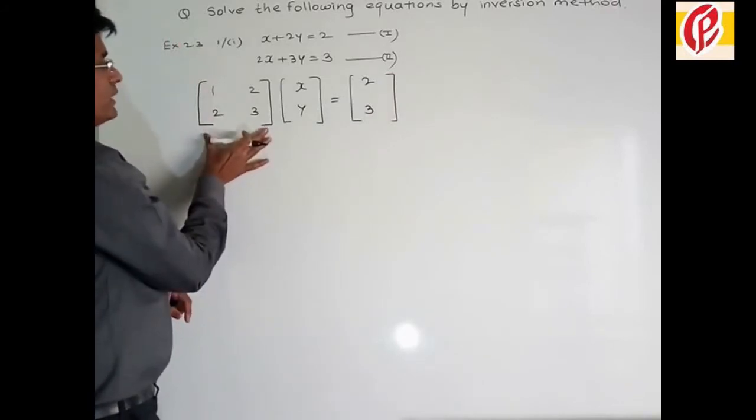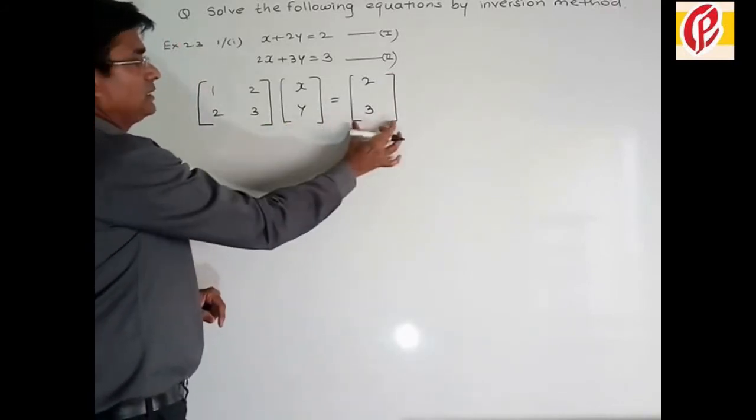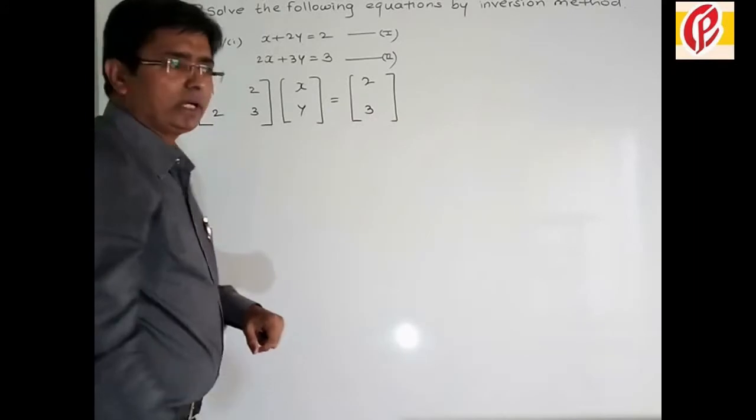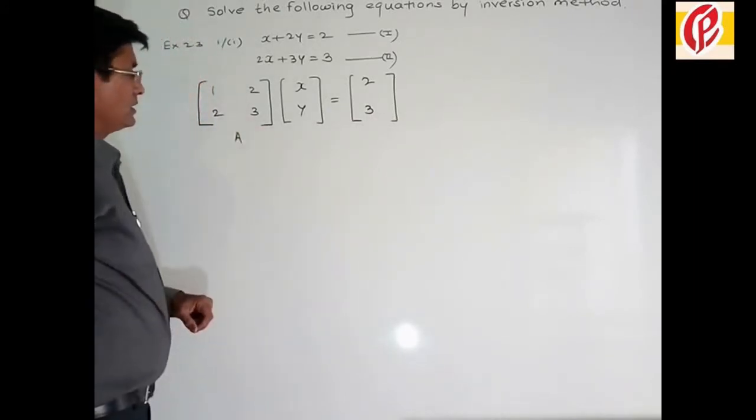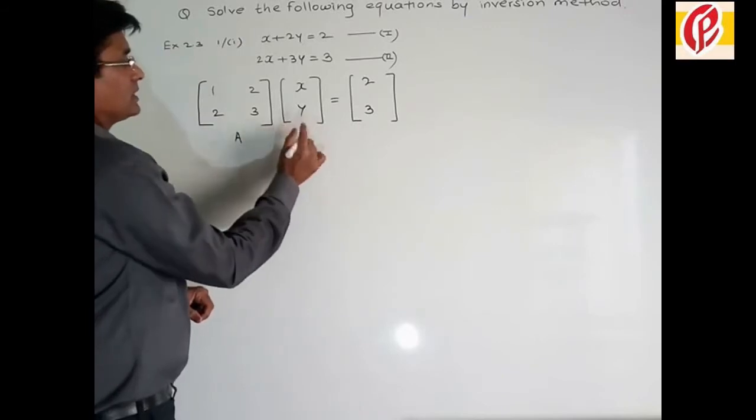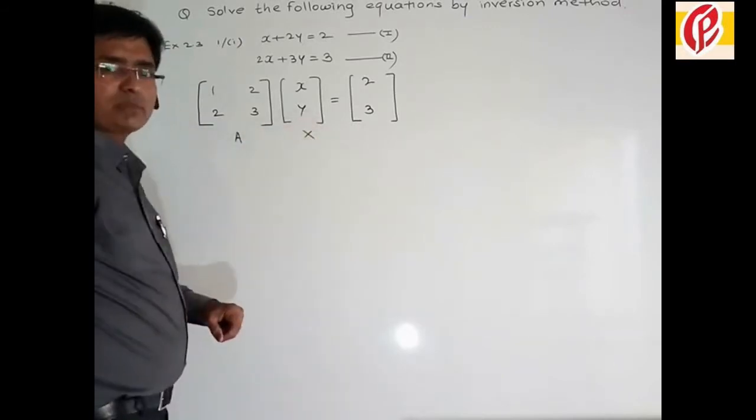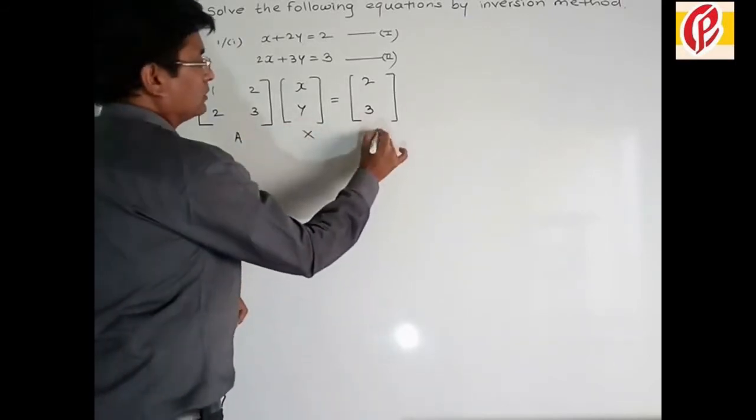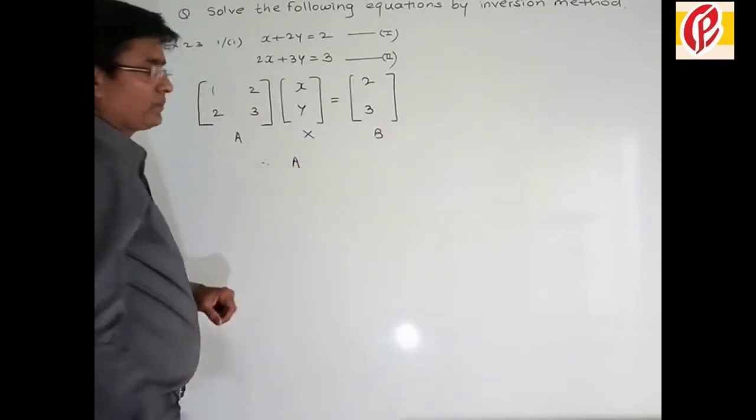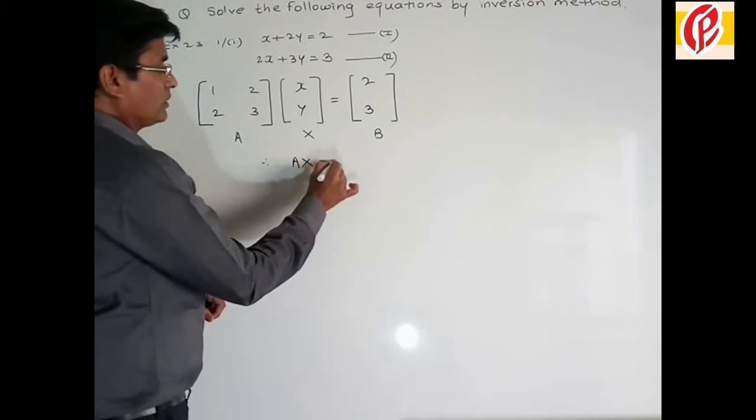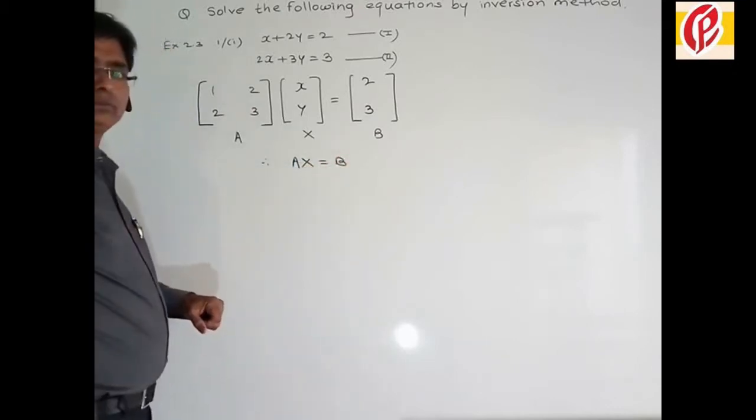So this is a 2 by 2 matrix, this is a 2 by 1 matrix, and this is also a 2 by 1 matrix. Consider this is A matrix, this is X matrix, and this is B matrix. So we get the matrix equation AX is equal to B.